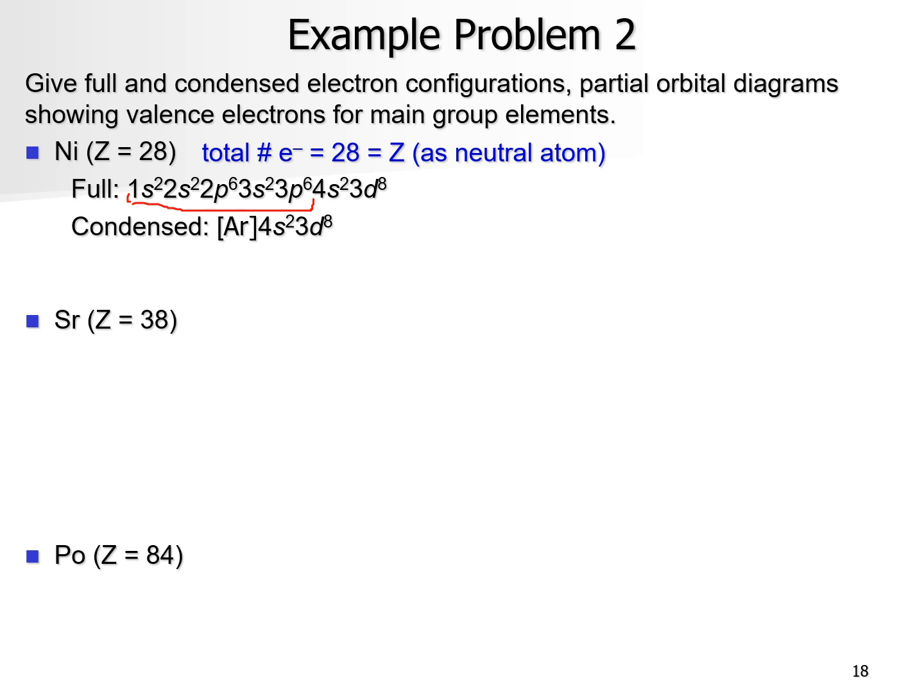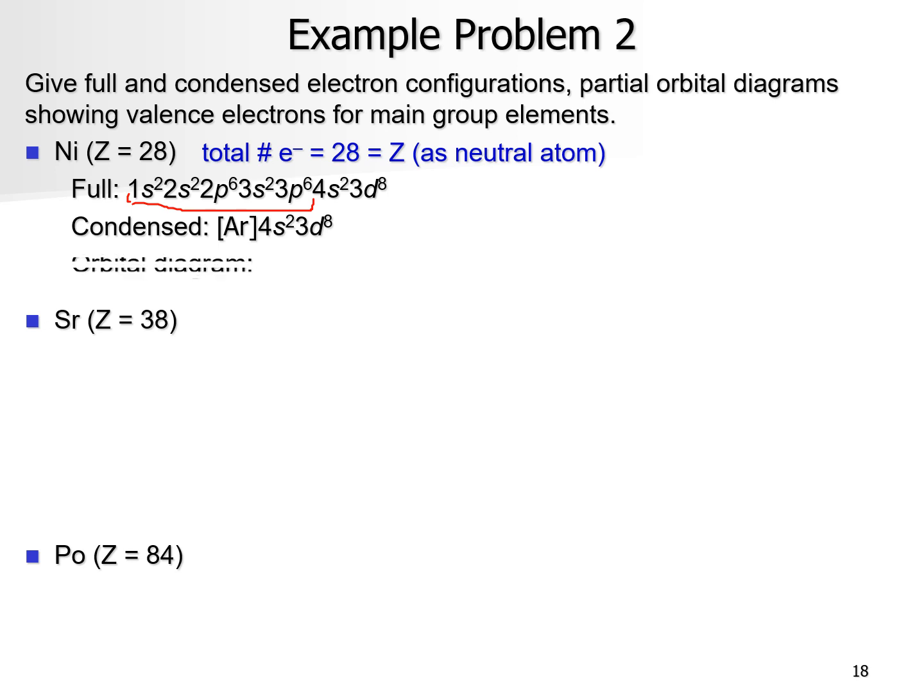Does that mean that nickel has 10 valence electrons? No. Things become a lot more complicated. That's beyond our scope of general chemistry. In general chemistry, we pretty much focus on the main group elements.